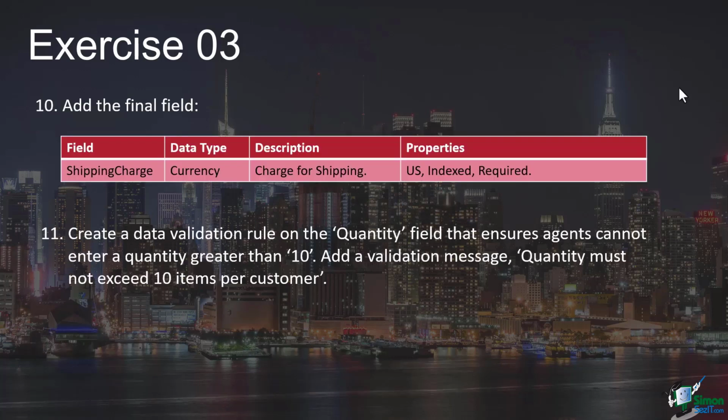Then we're going to add the final field to the table, the shipping charge. The data type for this one is going to be currency. We need to add our description and also our properties. And then what I'd like you to do is to create a data validation rule on the quantity field that ensures agents cannot enter a quantity greater than 10. And I'd like you to make sure that there is also a validation message: quantity must not exceed 10 items per customer.